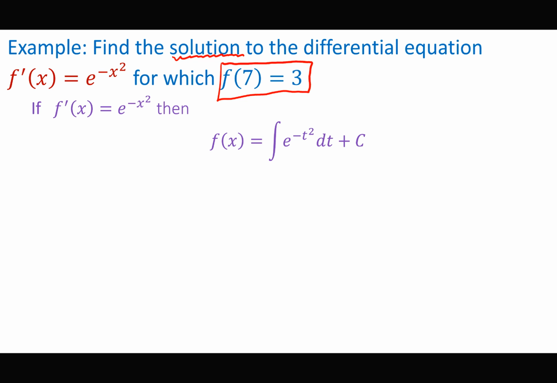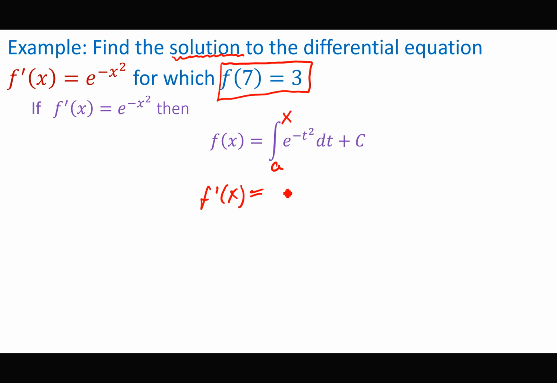And so f of x would be my integral, or my antiderivative, of this function, e to the negative t squared dt plus c. And I'm going to be more specific here. I'm going to put some bounds of, we'll just say, a to x. Because I know if I were to differentiate this, I would end up with f prime. So let's just actually do it. Let's make sure we're comfortable with this.